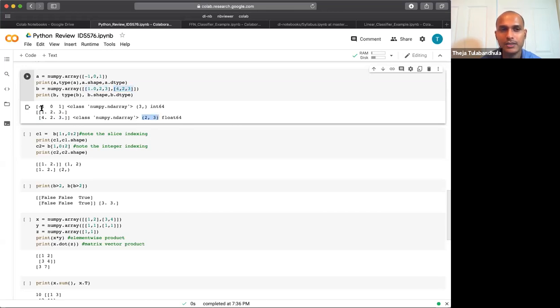Okay. And the first one is also an ND array, but the second output of shape is missing, because it only has one row, basically. Okay.